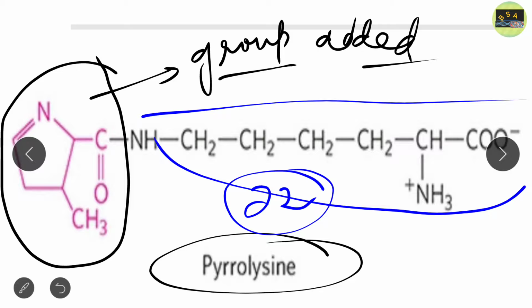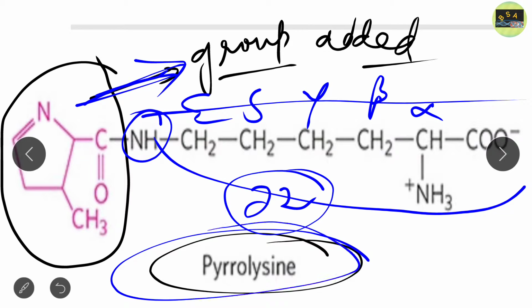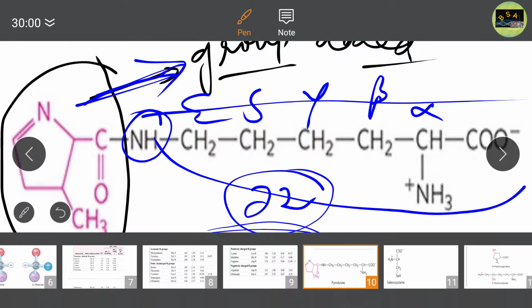Here you can find that this is the alpha carbon, this is the beta carbon, this is the gamma carbon, this is the delta carbon, and this is the epsilon carbon. With this, an NH group is added, and with this a pyrrole group is added, and it becomes pyrrolysine. Clear? So this is the structure of pyrrolysine. I hope you get a clear idea now. These are the two important points I discussed about pyrrolysine.